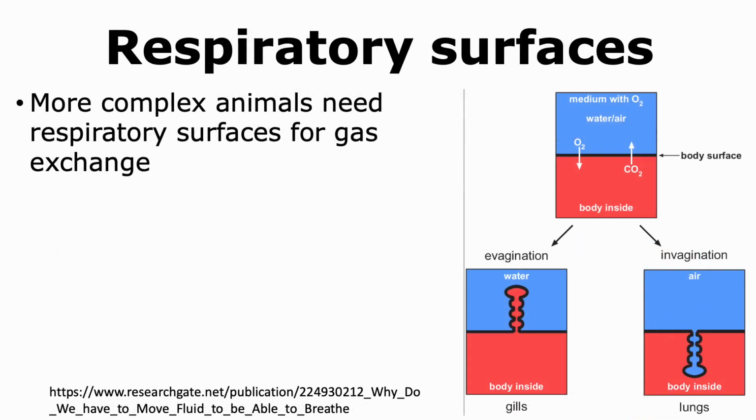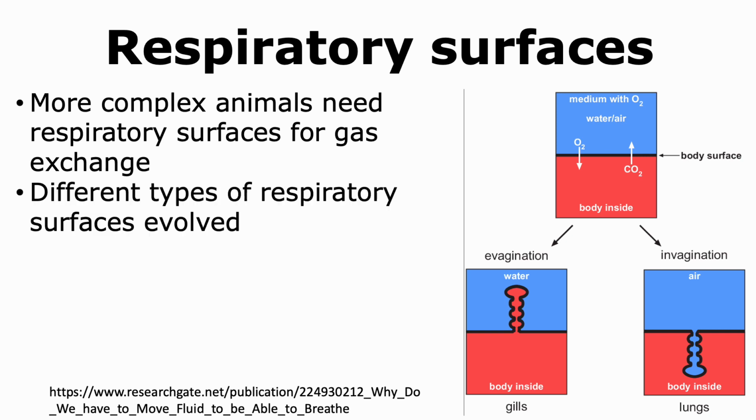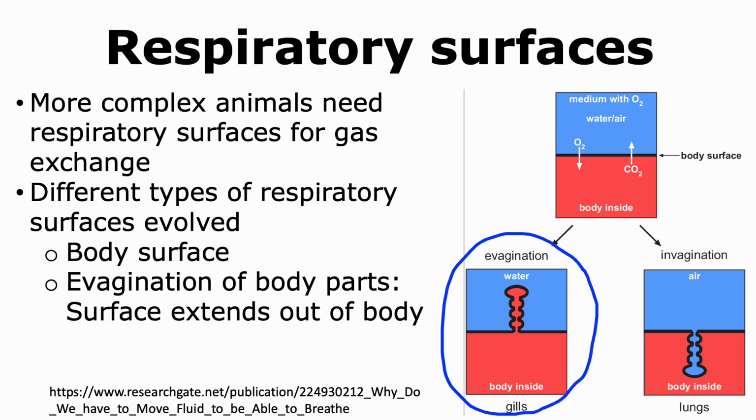As the organisms became more complex, there was a need to have a respiratory surface to allow this gas exchange. Different types of respiratory surfaces have evolved, which include a body surface or extension of body parts, where we had an evagination of the body part. In this case, a part of the body extends outwards. And an example of such a respiratory surface are the gills that are found in fish.